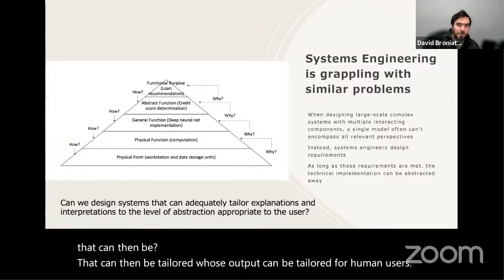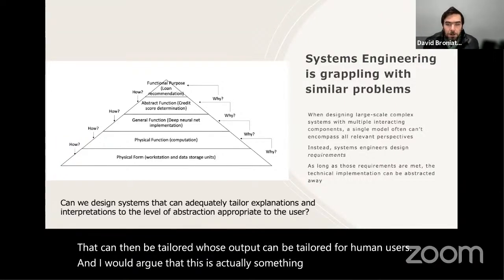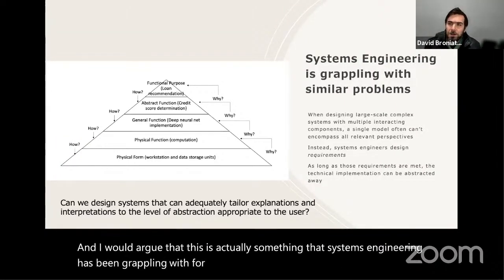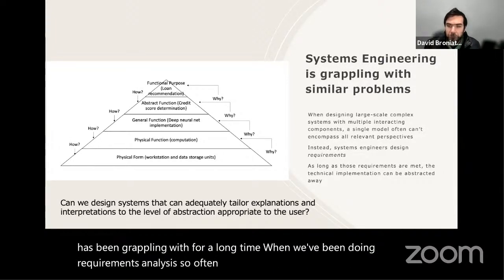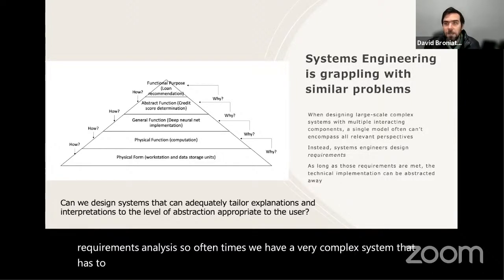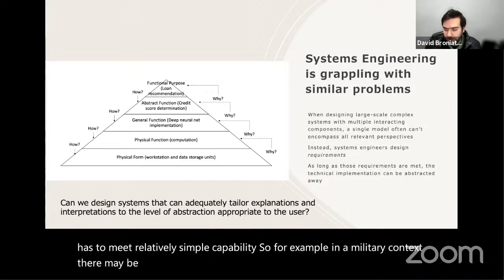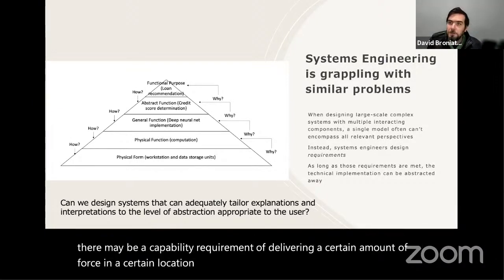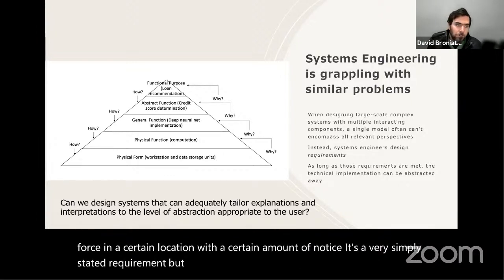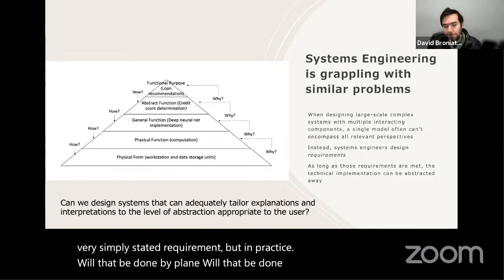And I would argue that this is actually something that systems engineering has been grappling with for a long time when we've been doing requirements analysis. So oftentimes we have a very complex system that has to meet a relatively simple capability. So for example, in a military context, there may be a capability requirement of delivering a certain amount of force in a certain location with a certain amount of notice. It's a very simply stated requirement. But in practice, will that be done by plane? Will that be done by missile? How might that be done?